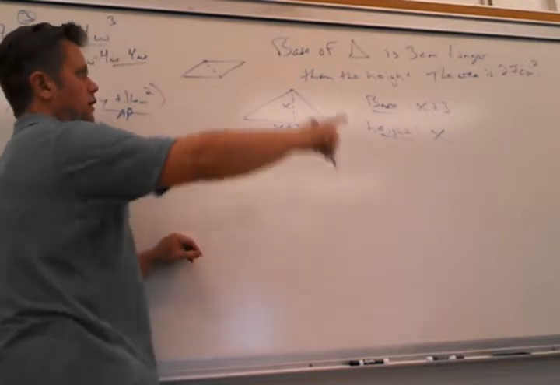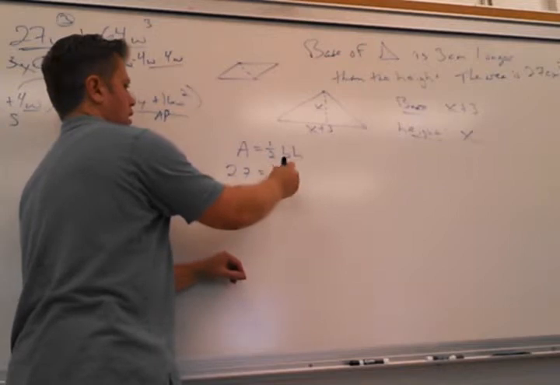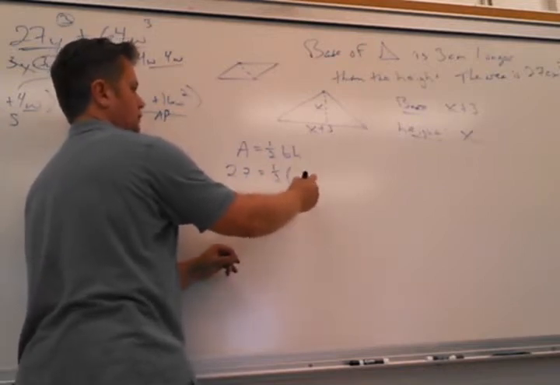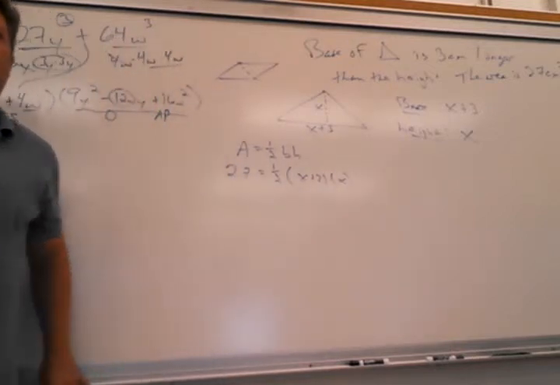So the area, they tell me, is 27. 1/2. And what's the base? X plus 3. And what's the height? X. Beautiful.